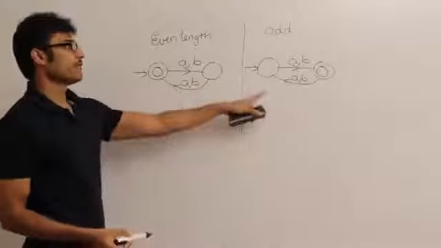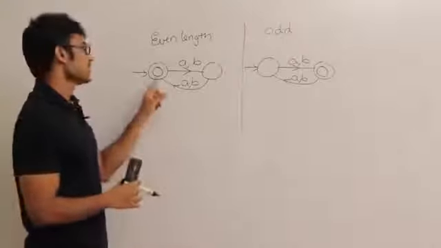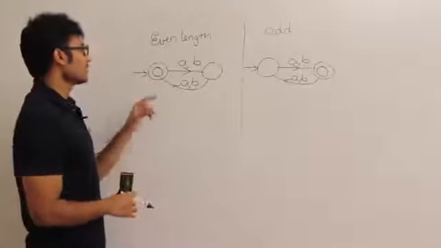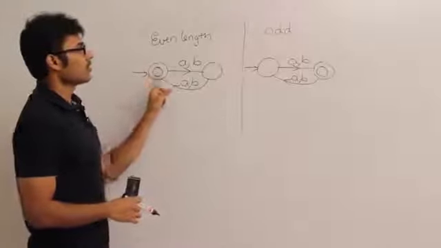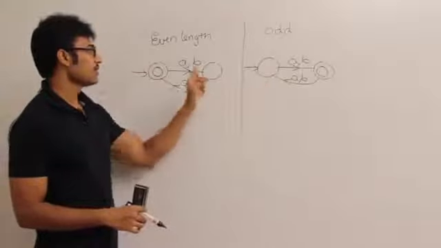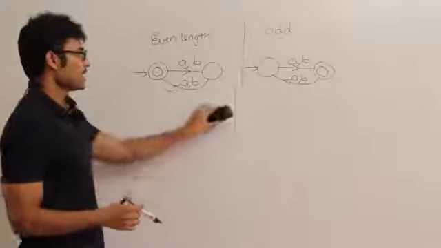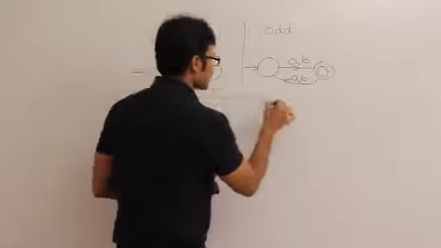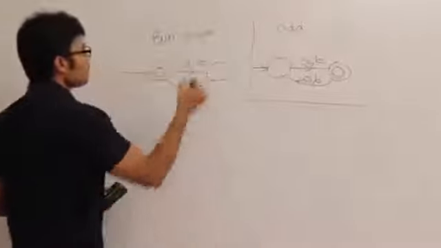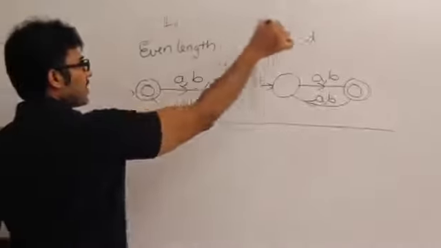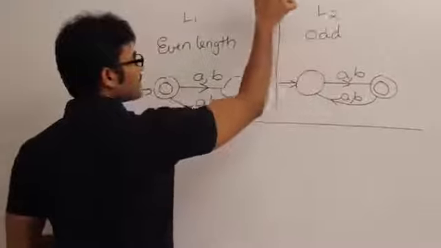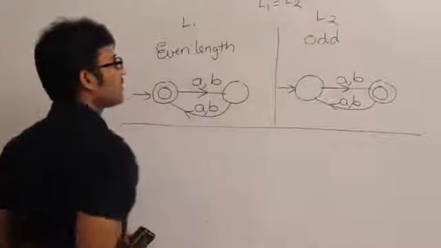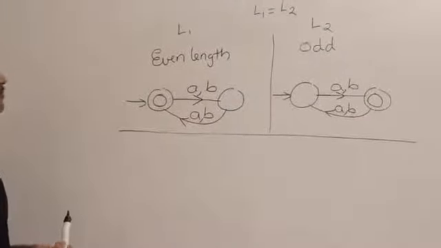Just compare these two diagrams. Both are looking exactly the same. See, two states and the transitions are the same. The only difference is the non-final states are made final here and the final states here are made non-final. Okay, and you can even take a bigger example and see. Let us call this one L1 and this one L2. Then we can say that L1 is the complement of L2.